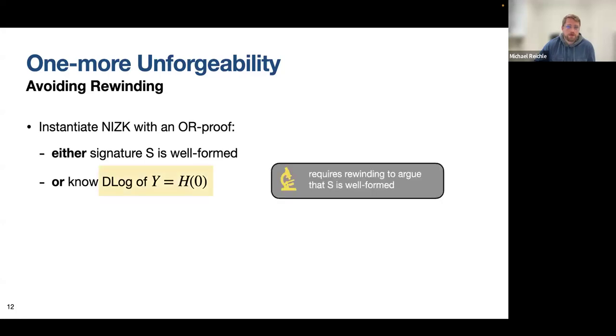And then secondly, in order to get a tighter security proof, we try to avoid rewinding, and this is based on the following observation. The reason why the previous proof from ZTZ required rewinding is that, in order to reduce to the D-log assumption with a Sigma protocol, we need to rewind in order to extract the D-log of Y. So in order to prove well-formedness of S, rewinding is required.